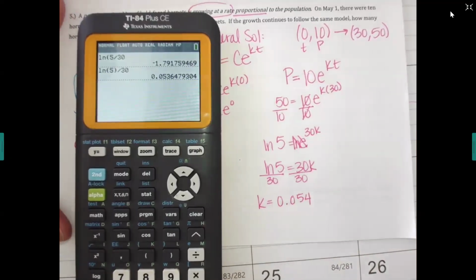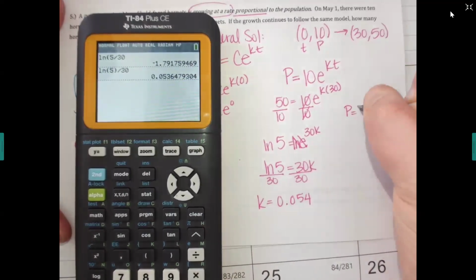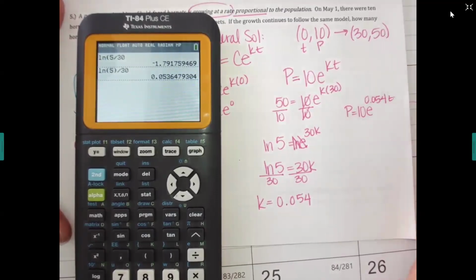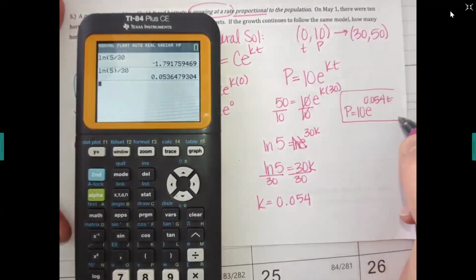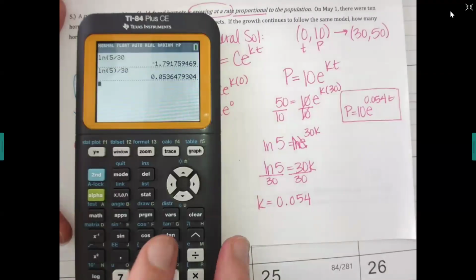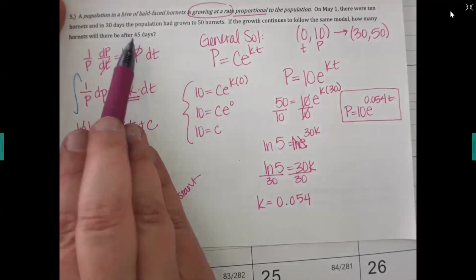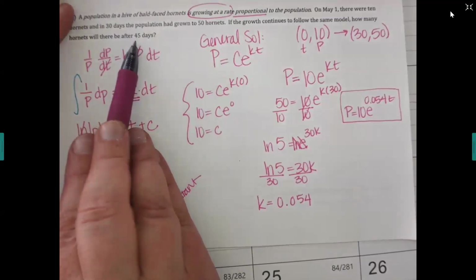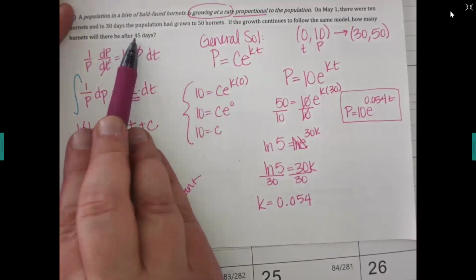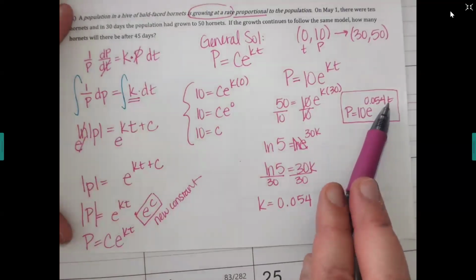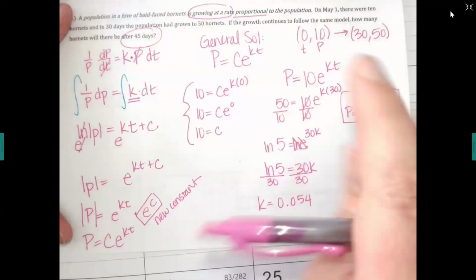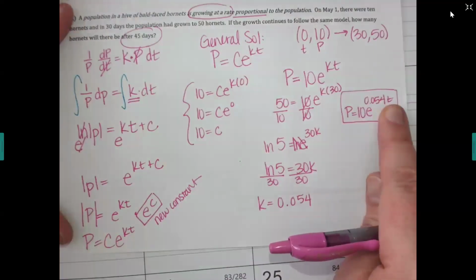And now that I know what my K is, I have a model that I can use to answer the question they asked. So they want to know how many hornets will there be after 45 days? Then what do I need to do with the 45? Well, multiply it where? 45 is days, so where would I plug that into? The T. So in your calculator, just plug in a 45 where the T goes.